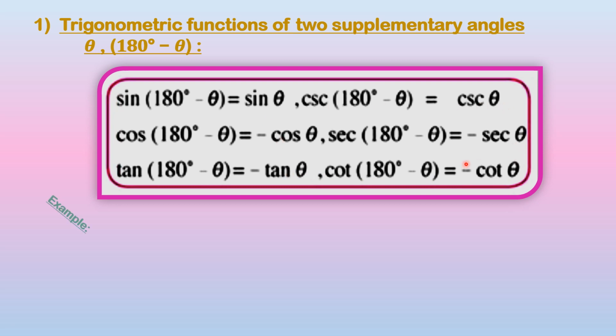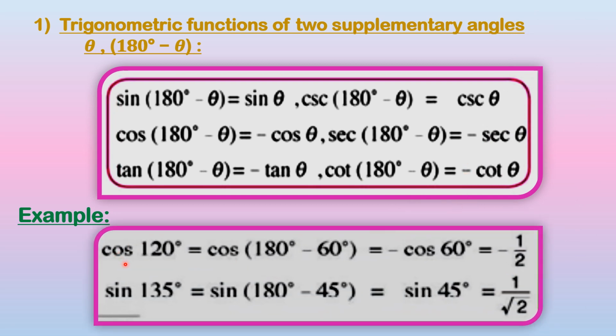So, let's have an example. Cosine 120 equals cosine 180 minus 60. What's 120? 120 is 180 minus 60, which is in the second quadrant. Cosine is negative in the second quadrant, so we put the negative sign and the answer is negative cosine 60, which is negative half.